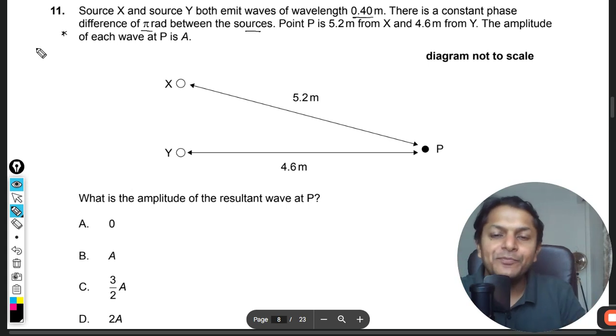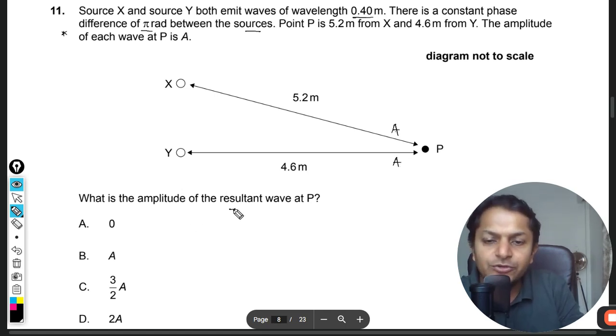Be very careful. The point P is 5.2 meters from X and 4.6 meters from Y. The amplitude of each wave is A when it reaches P. So the amplitude here is A and A. What is the amplitude of the resultant wave at P?